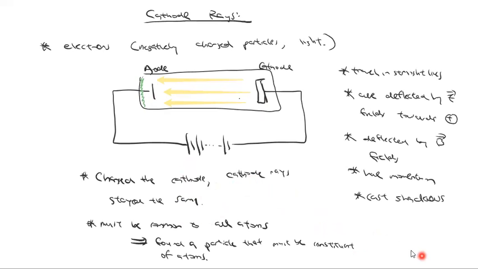So the scientist that did the experiment is Thomson. And what he found was the mass to charge ratio of, well, the electron, otherwise known as cathode rays at the time.